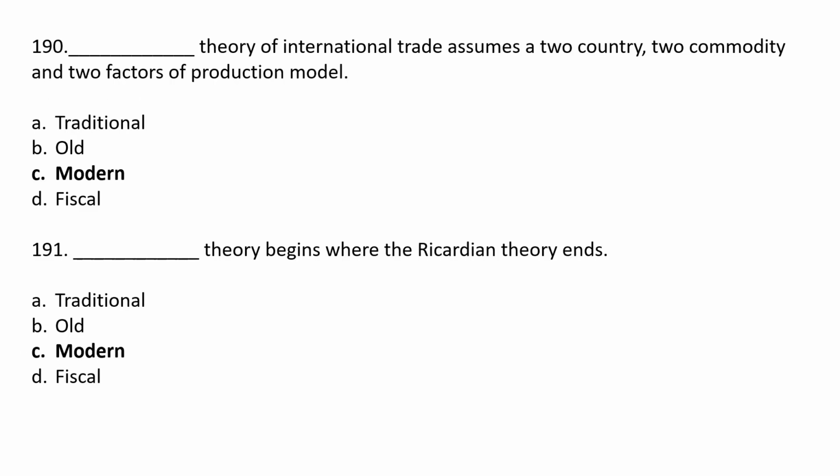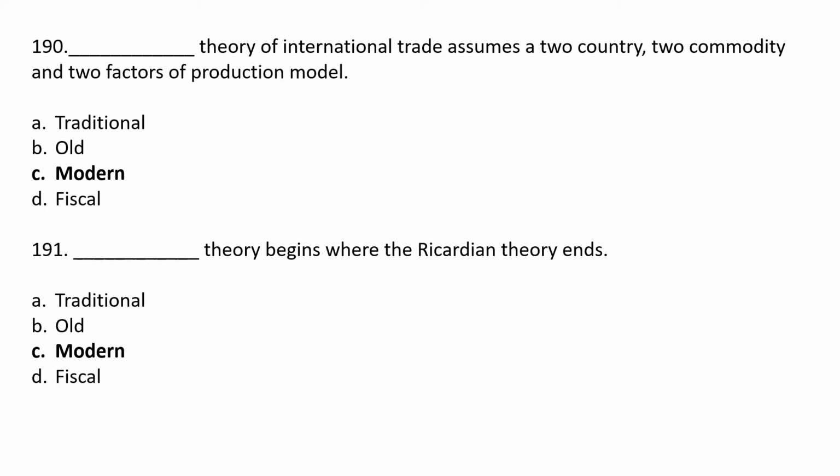Dash theory of international trade assumes a two-country, two-commodity and two-factor of production model. Option A traditional, option B old, option C modern, option D fiscal. The correct answer is option C modern. Modern theory of international trade assumes a two-country, two-commodity and two-factor of production model.